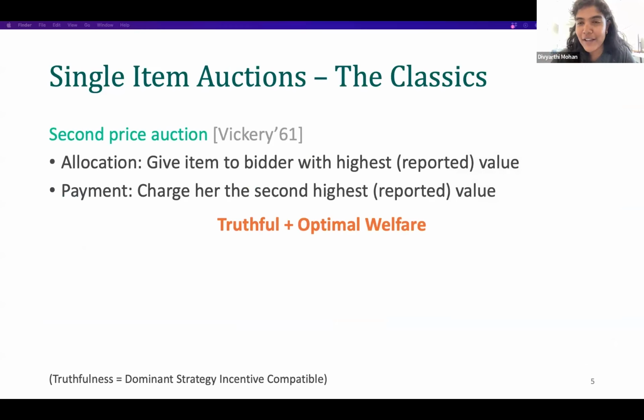This is a very, very fundamental setting, very well understood, and there are very nice classic results. For example, all you have to do is run a second price auction, also known as a Vickrey auction, to achieve the optimal welfare with a truthful mechanism, right? Just allocate the item to the buyer with the highest reported value, and charge her the second highest reported value. Okay, this is going to be a truthful auction. And since I'm always going to allocate to the highest value bid, I will also get full welfare.